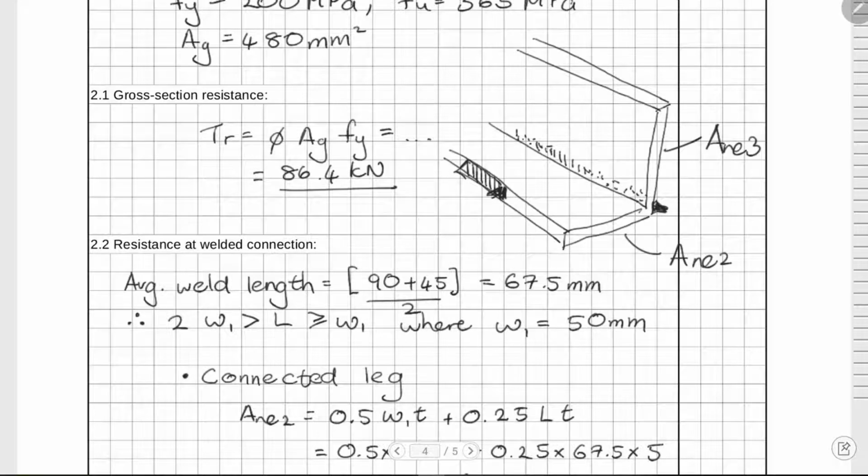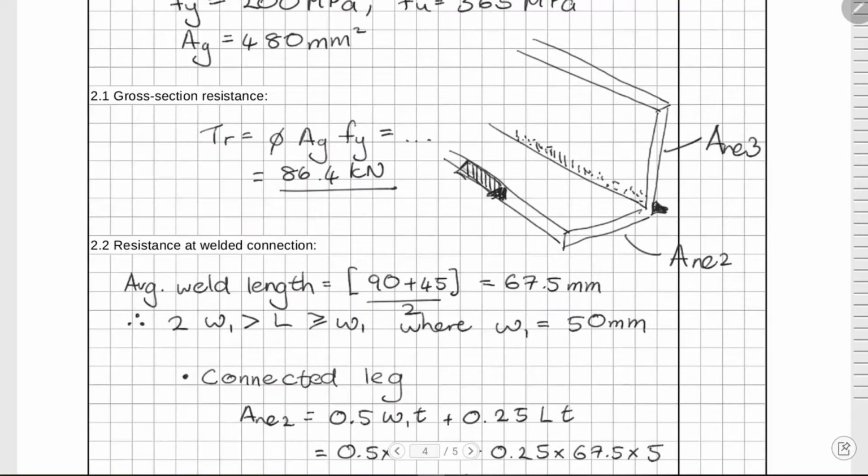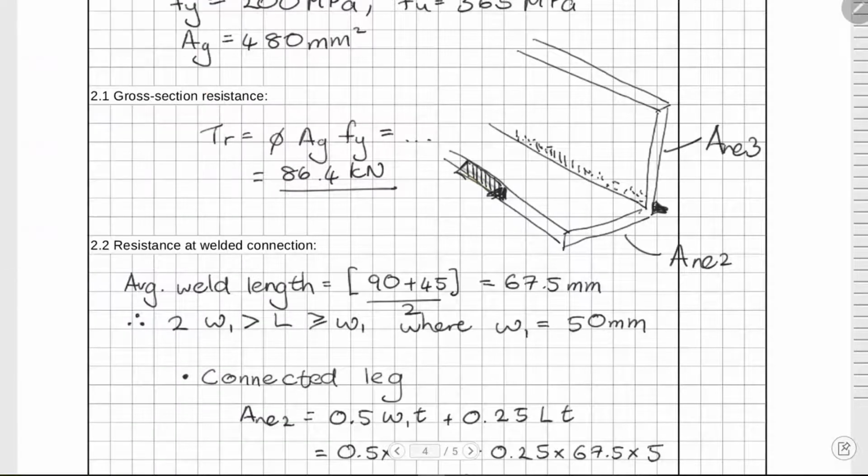So let's start having a look at our calculations. One of the first things we need to do when looking at the capacity of the section is the fact that we've got two welds, and the welds are going to take a little bit of distance over which the load is distributed out into the section.